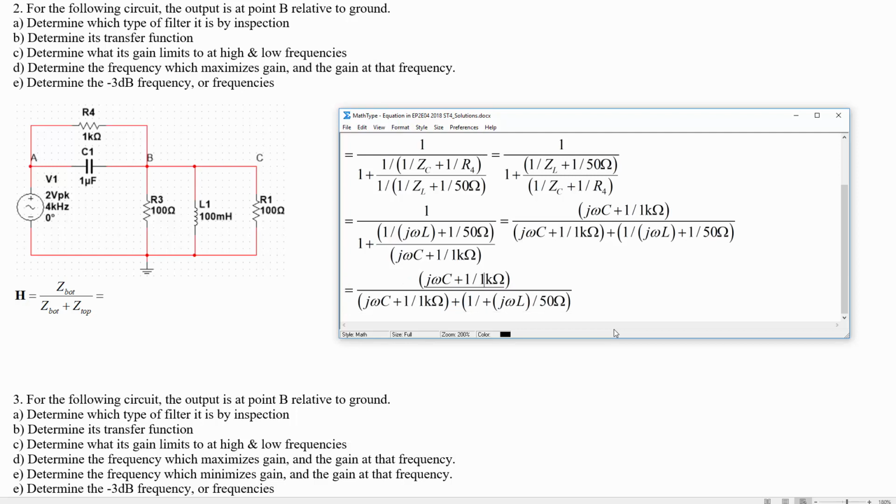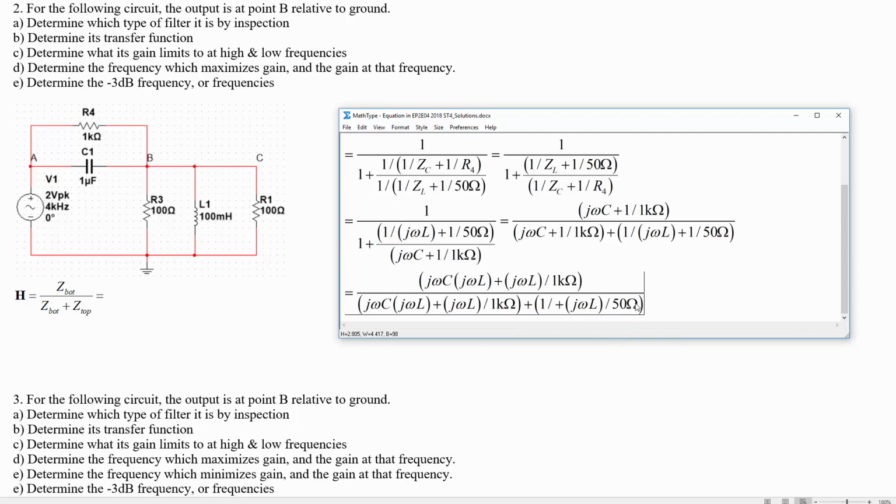We're going to have a j omega L times this one over there, and then the same stuff in the numerator. Is that better? I wonder if that's better. Might be better. Okay, so anyway, right now we should be able to see the high pass nature of this filter. And yeah, we've got all terms in the numerator having at least one omega in them.